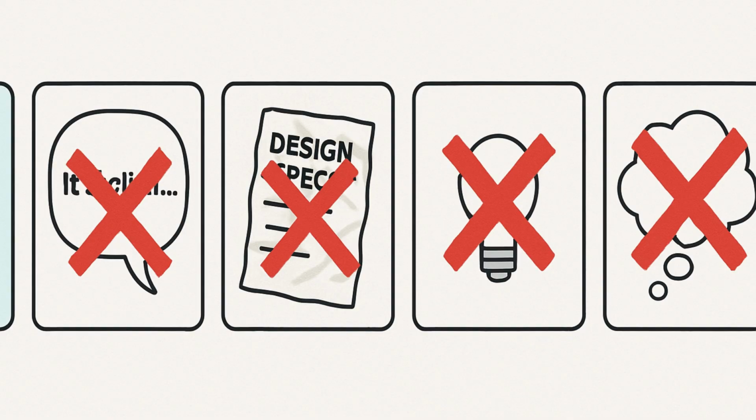Mistake number 2. Vague justifications. Avoid statements like, it's better or it's nicer. Be specific. Mistake number 3. Ignoring your design specifications. Those specifications exist for a reason. Use them in your justification.